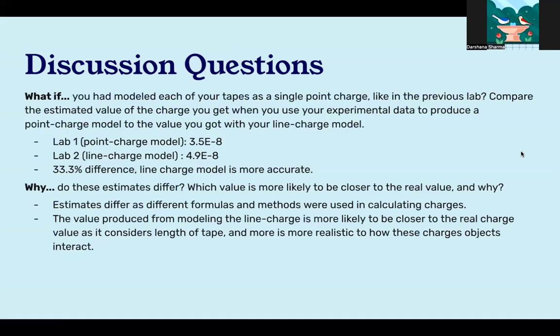If I modeled each tape as a single point charge, the value from lab 1 was 3.5 times 10 to the negative 8, and for lab 2, which was a line charge model, I got 4.9 times 10 to the negative 8. So there's a 33.3% difference. However, I believe the line charge model is more accurate.